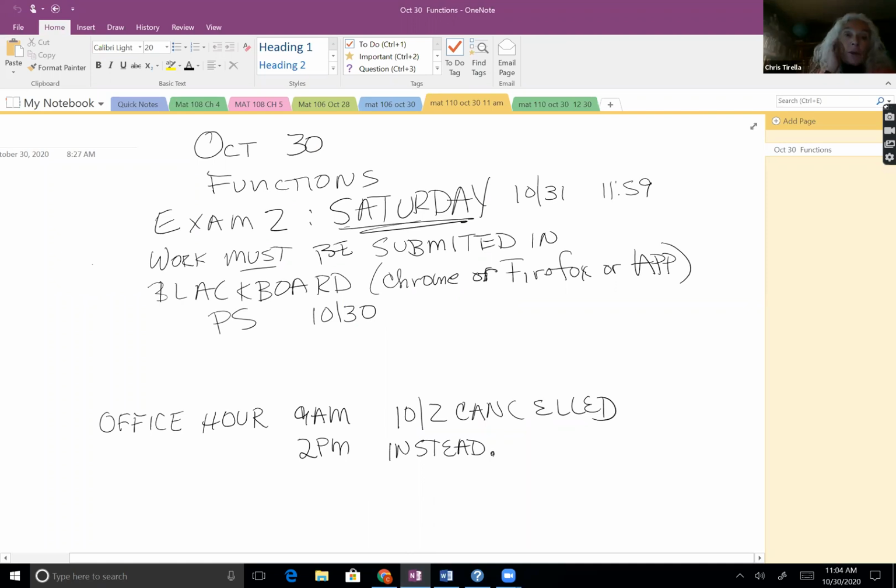Today's the 30th. Today we're going to start looking at functions. It's going to take us into linear functions, which is going to take us into the idea of solving systems of equations.